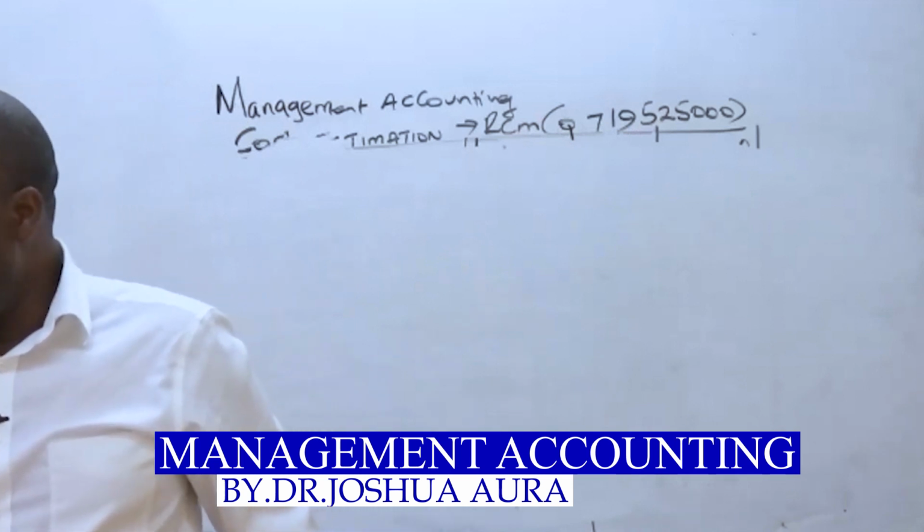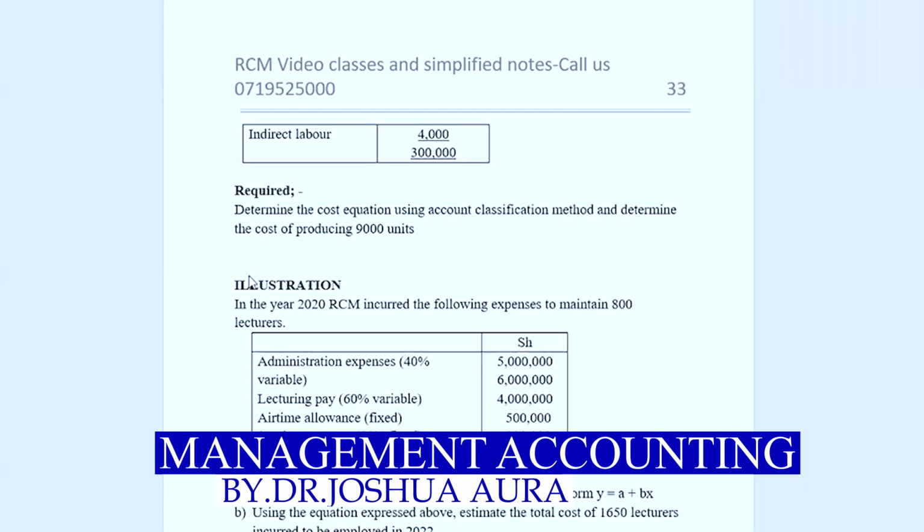So we go back to our example, which is quite an interesting one. We are told that in the year 2020, RCM incurred the following expenses to maintain 800 lecturers. Administrative expenses, they are telling us 40% is variable. Lecturing pay, 60% is variable. Airtime allowance, the whole of it is fixed. And then we have sundry expenses, 50% fixed. Using the account analysis method, give us a cost equation.